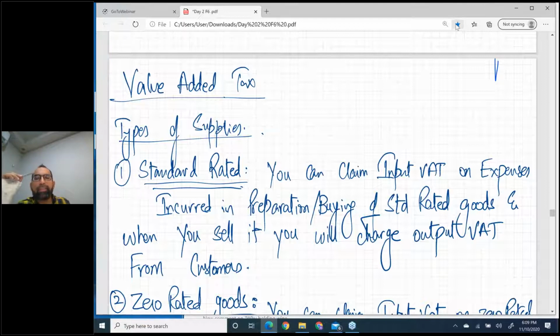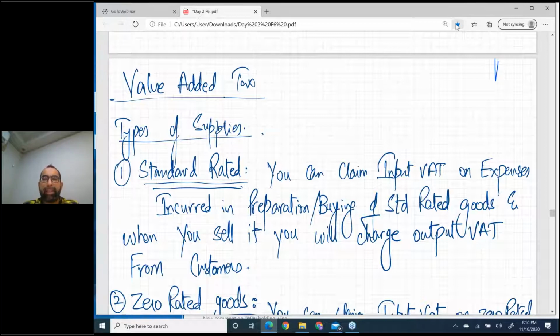So what is a standard rated good? I repeat, let us say this pen is standard rated. If you buy any inventory or incur any expenses related to the making of this standard rated good, and you paid the VAT, you can easily claim that input VAT. But when you sell this standard rated good to another customer, you will also charge normal 20% output VAT. Read the lines, I have written all this.